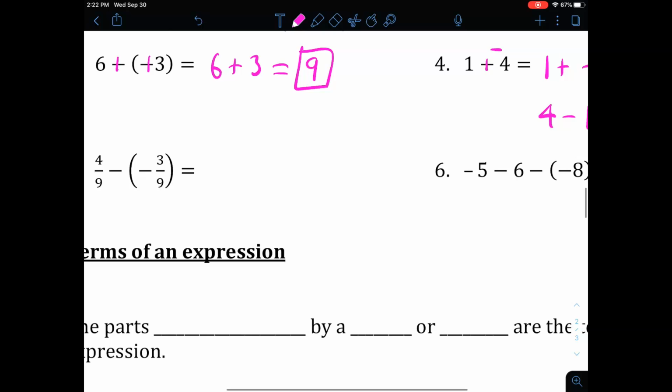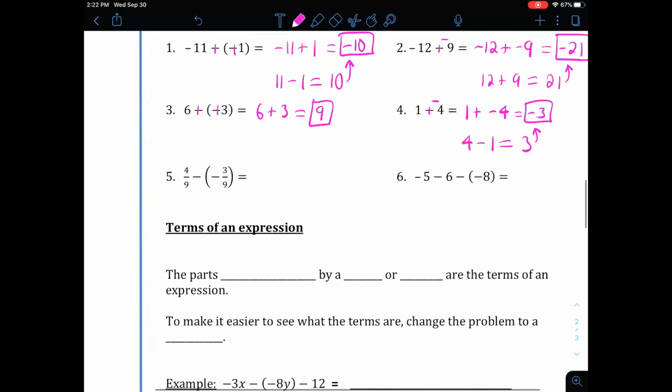Okay, two more for this part. We have 4/9 minus -3/9. I keep goofing it up, sorry about that. So 4/9 minus -3/9. We're going to do chop.